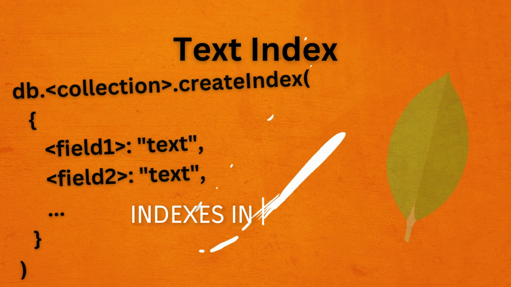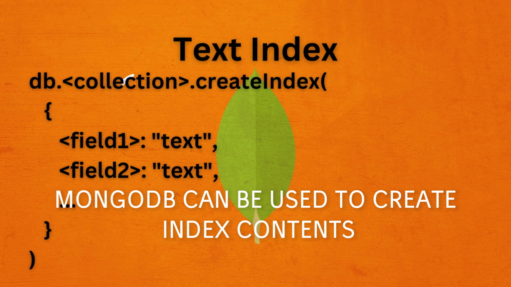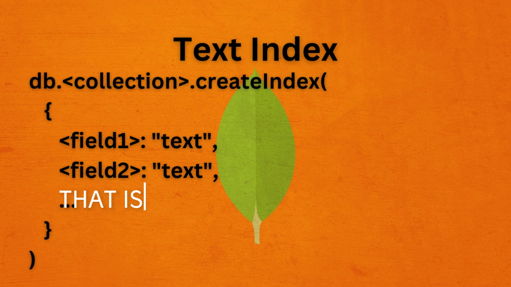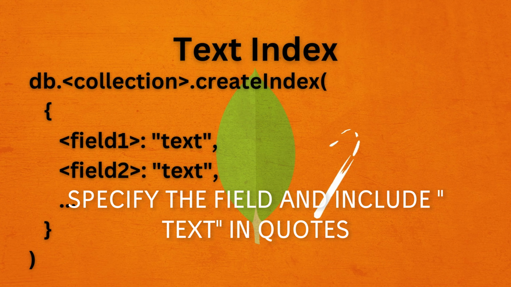Text indexes in MongoDB can be used to create index contents explicitly containing text, that is, strings. To define such an index, specify the field and include text in quotes.